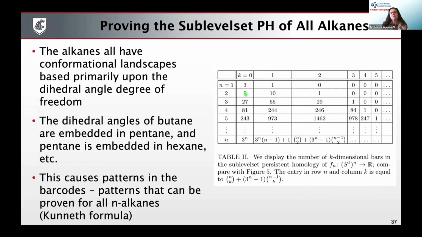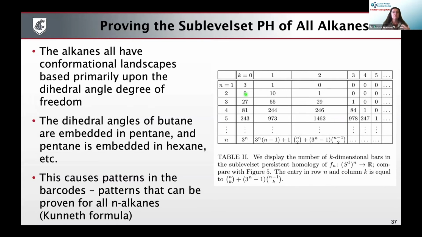And so there is a concept that you could say, well, let's say I have something like butane, and I systematically add carbons to it to create increasingly longer chain alkane molecules. The underlying degrees of freedom of butane are present in pentane, and the underlying degrees of freedom of pentane are present in hexane. And what this causes is a specific pattern in the sublevel set persistent homology barcode. And you can use this pattern to your advantage to actually prove what the conformational energy landscape of all N-alkanes actually looks like.